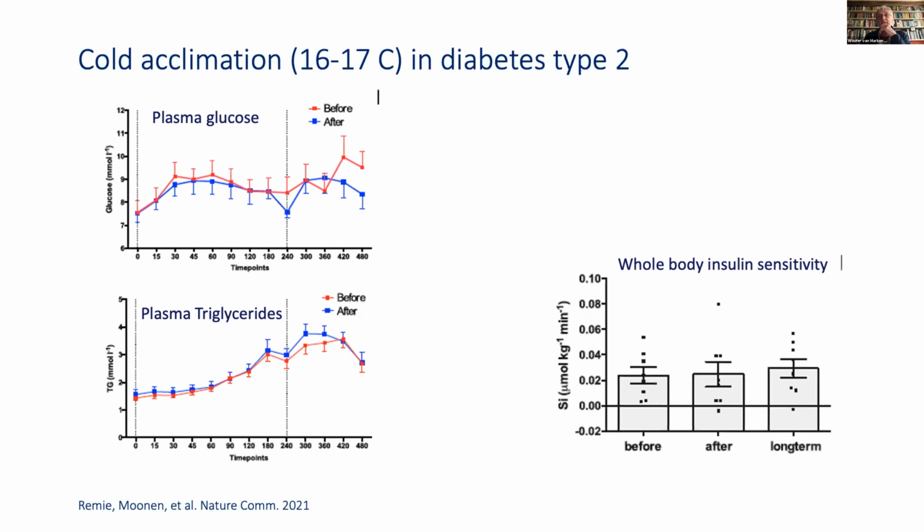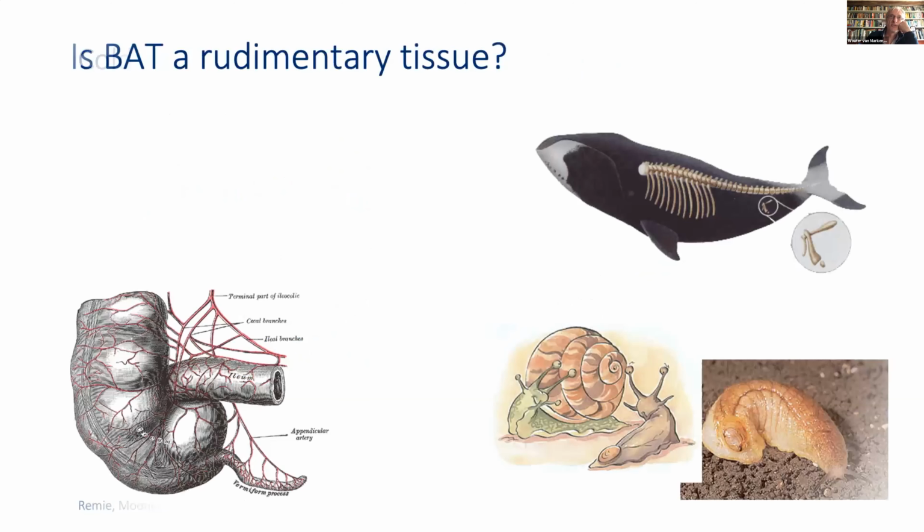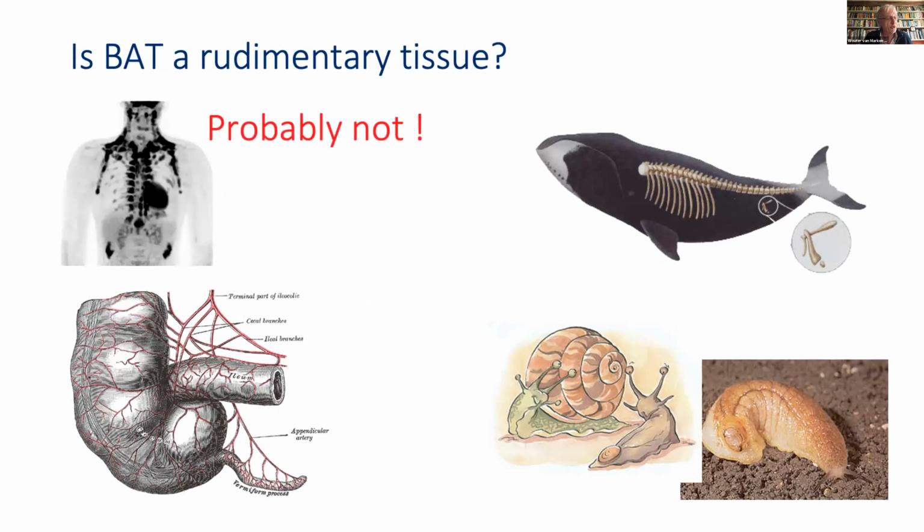So what can we now conclude from all this? There are a lot of things that I mentioned, but one of the things is that some people say, well, this brown fat is so little, it's just a rudimentary tissue. Well, I don't think so. I think it's really responding so functionally, so the amount of brown fat should be important. So it's probably really a functional tissue.